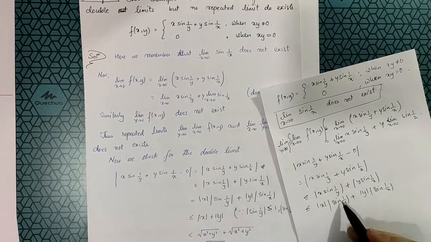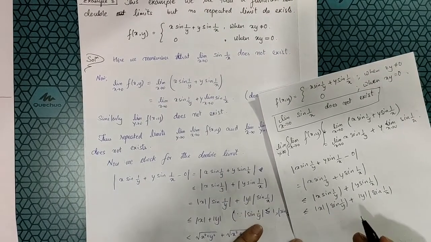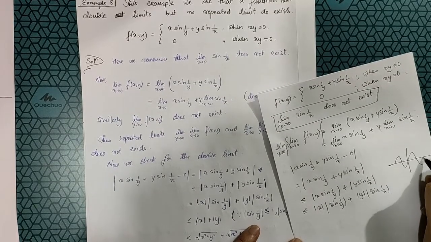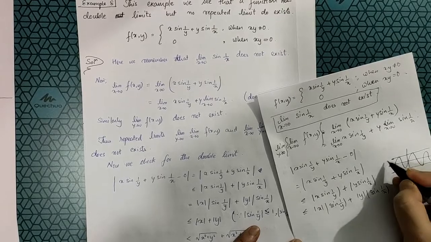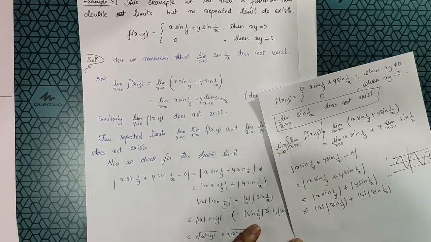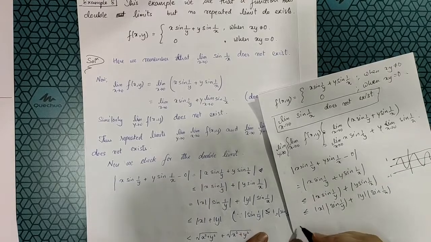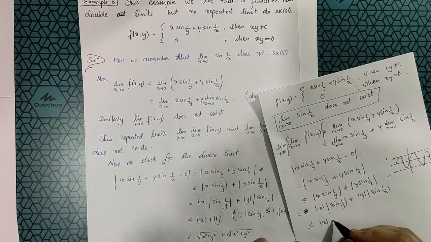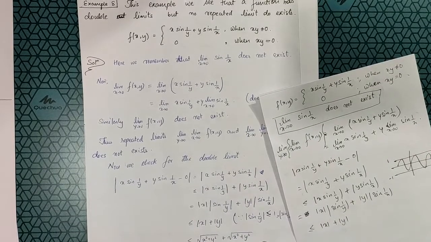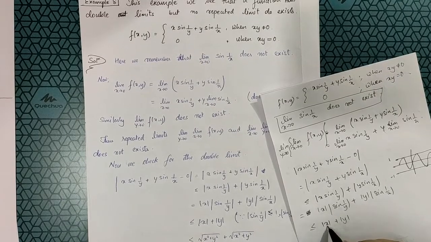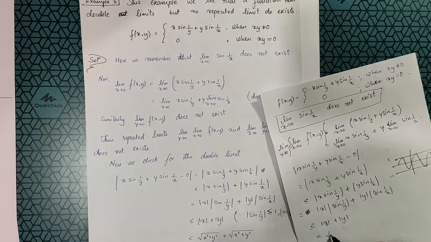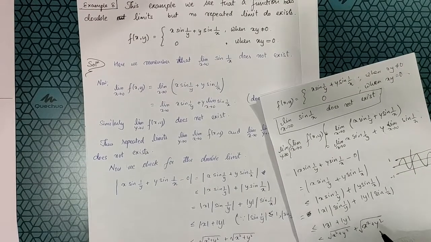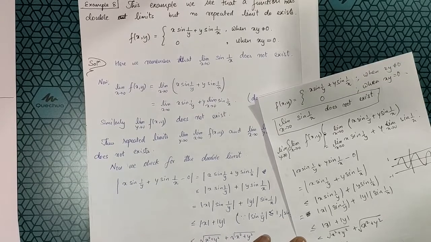But the sine function has highest value plus 1 or minus 1, so its modulus is always less than or equal to 1. So what we have is less than or equal to modulus of x plus modulus of y, since sine of any value is at most 1 in modulus. Now this is less than something, that is root over x square plus y square plus root over x square plus y square. So what we get is 2 root over x square plus y square.